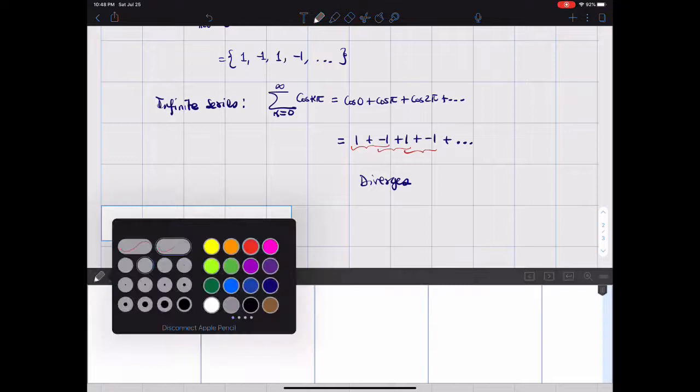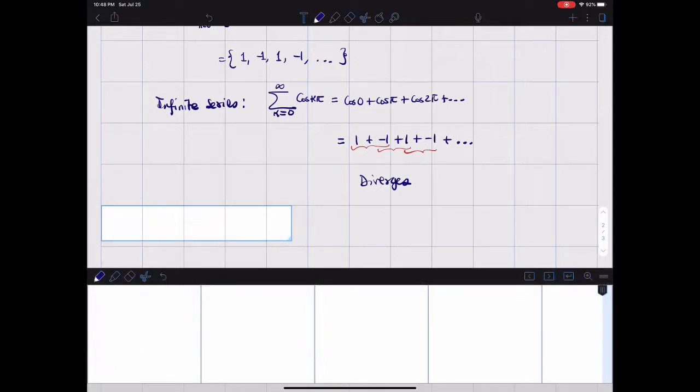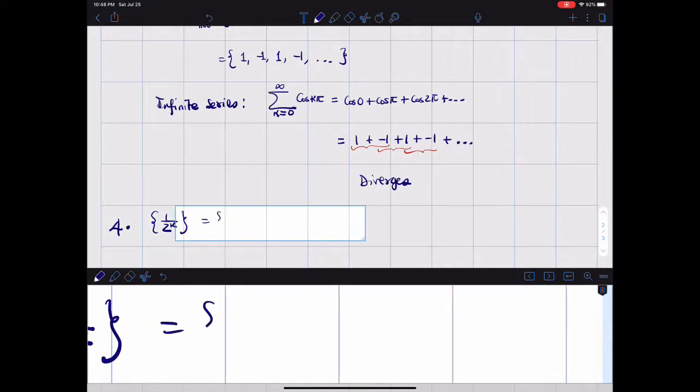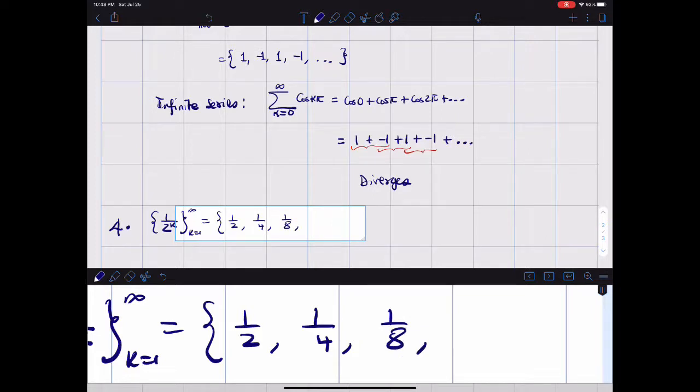All right, let's do a series that is the building block of many series. So let's start with 1/2. Consider the sequence. So this is a sequence. Let's go 1 over 2 to the power of k. So this is k from 1 to infinity. So this is 1/2 plus 1/4, 1/8, and so forth. So this is just a sequence.